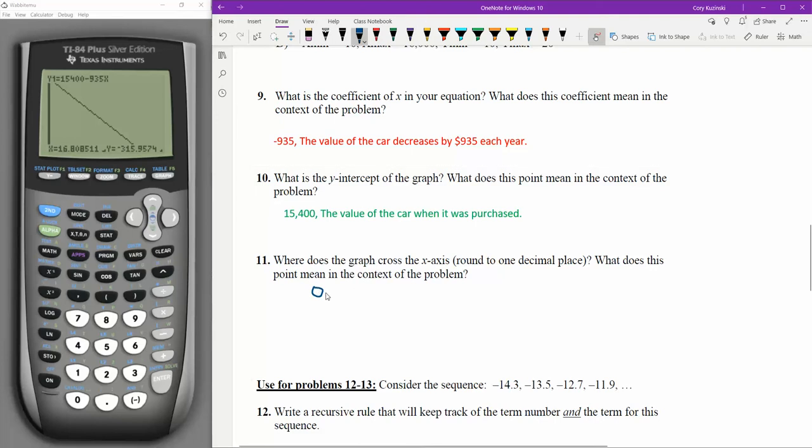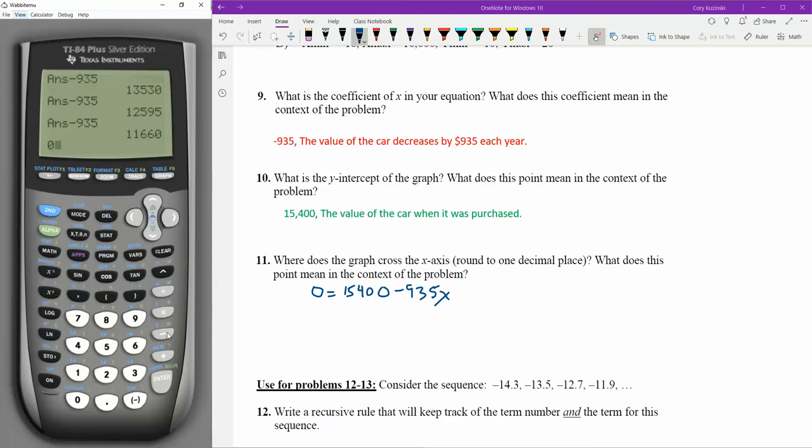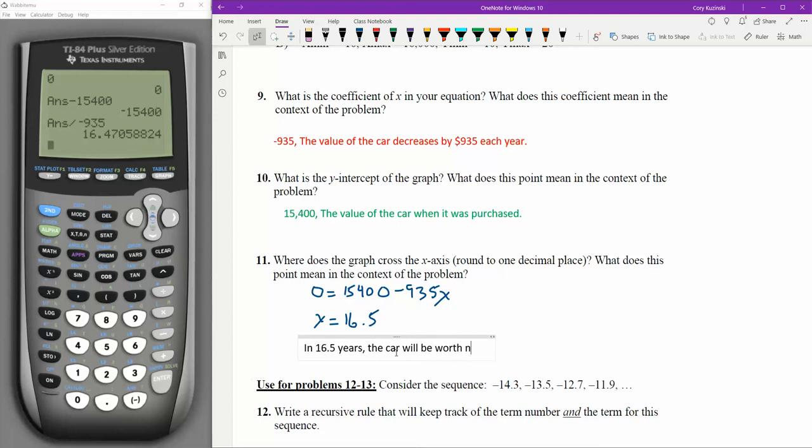Well, there's a way we can actually solve this, and that is that we could put 0 into our equation. We could say 0 equals 15,400 minus 935x, and we could solve that equation pretty easily, actually. Just take 0 and subtract 15,400 from it, and then divide by negative 935. There's our x value, our x-intercept. Yeah, about 16.5. And what does this represent? In 16.5 years, the car will be worth nothing. That's where its output, y, is 0. So that's where its value would be nothing.